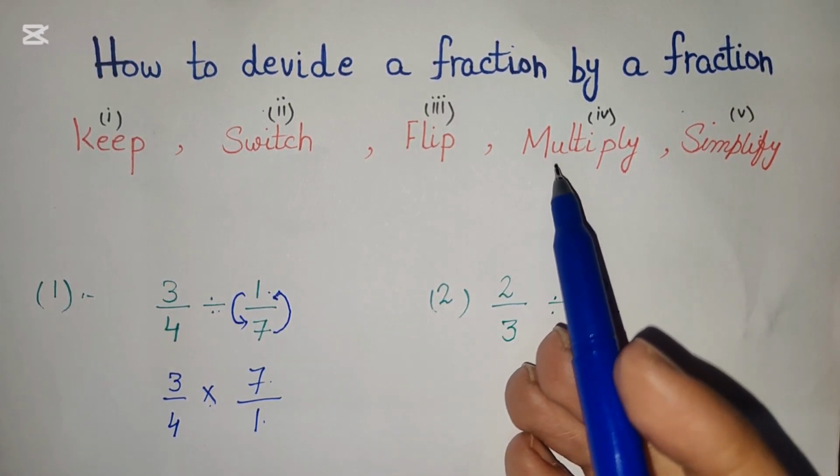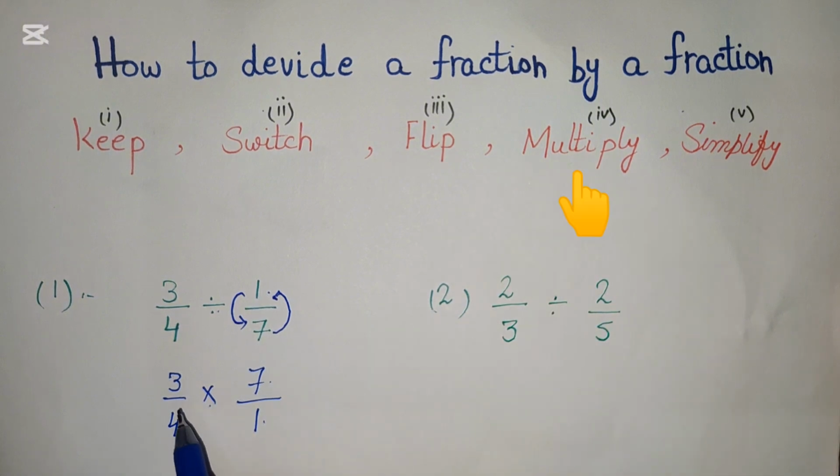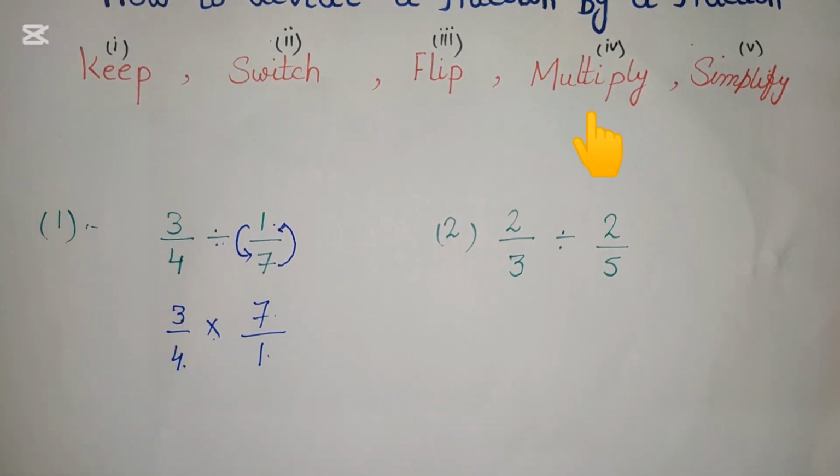So the fourth step is multiply. We will just multiply 3 by 7, which means numerator multiplies with numerator and denominator multiplies with denominator. It means 3 times 7 is 21 and 4 times 1 will become 4.